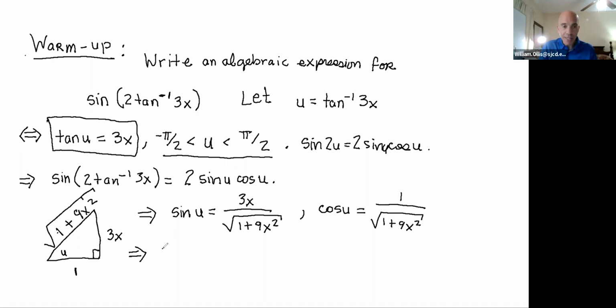So now we can say sine of 2 inverse tangent of 3x will now be, and let's just fill everything in. We have our 2, so I'm going to just say 2 times the sine u, that's going to give us a 6. So I'll just write 6x divided by the square root.